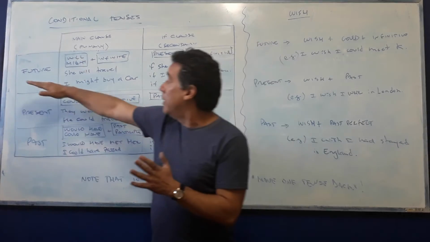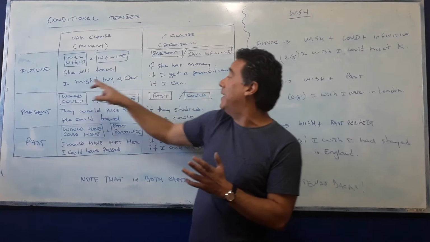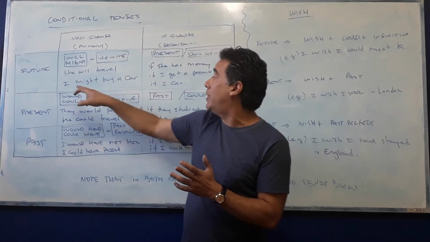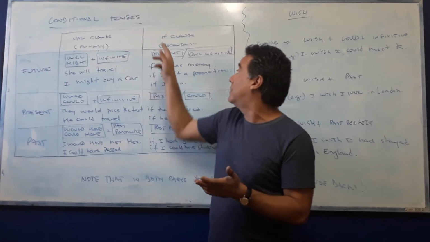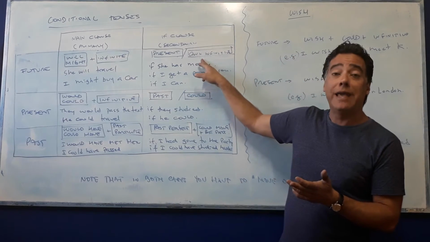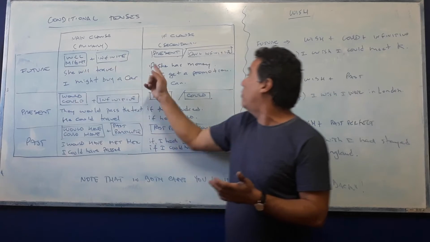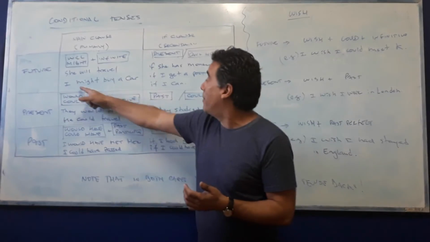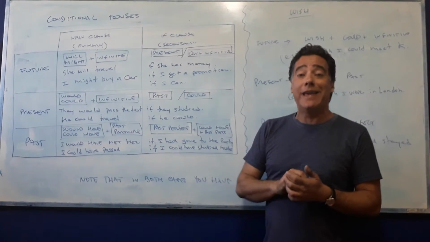So let's start. When we talk about the future, you're going to use will or might plus the infinitive. So, she will travel, I might buy a car. The second part of the sentence, the if clause, you're going to use the present or can plus the infinitive. For example, she will travel if she has money. I might buy a car if I get a promotion, or I might buy a car if I can.